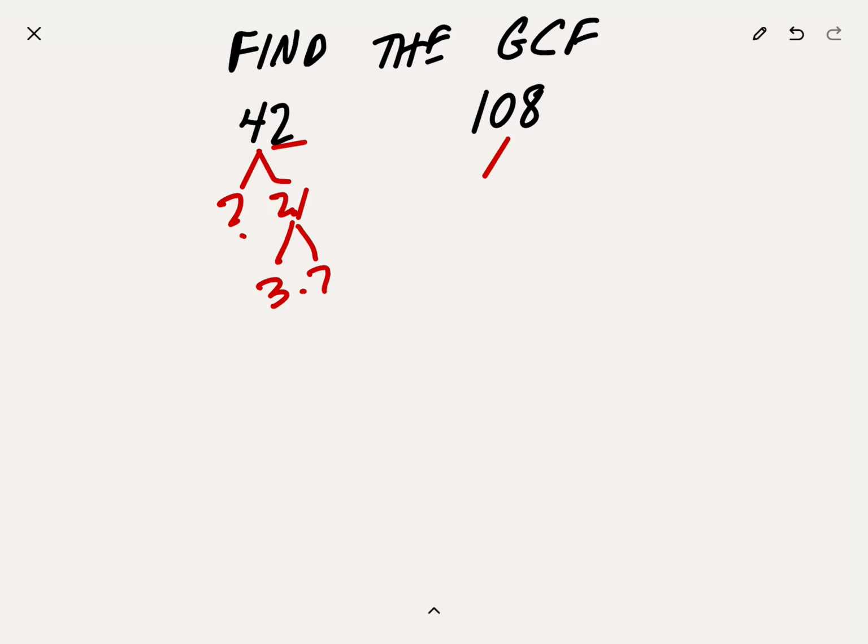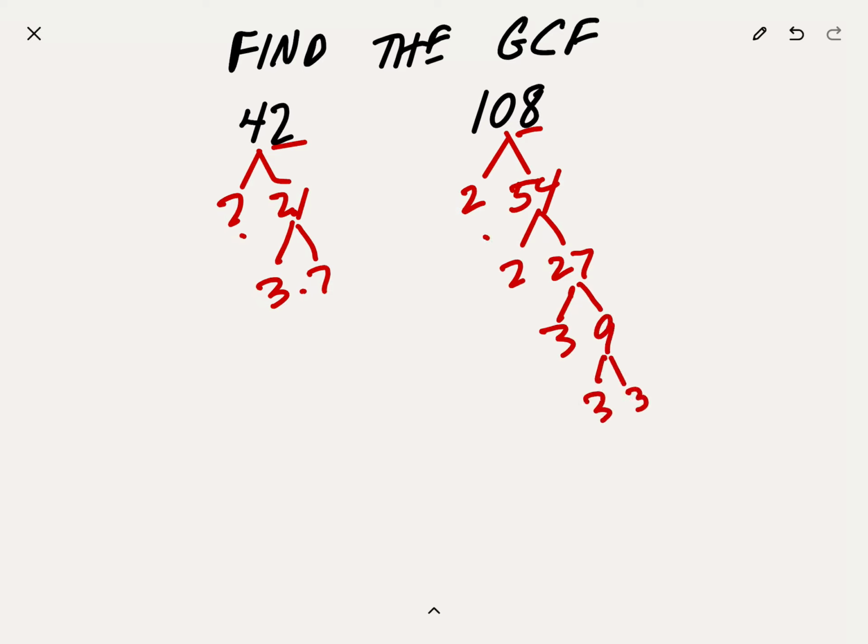All right, let's do this one. I can divide this in half, 2 and 54. I can divide this in half, 2 and 27. Now, I can't divide 27 in half, but 2 plus 7 is 9, so I can divide it by 3. I can divide this by 3. So my 2 times 2 times 3 times 3 times 3. That is the factor tree.